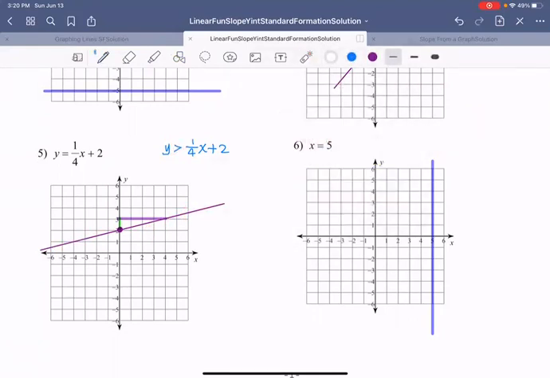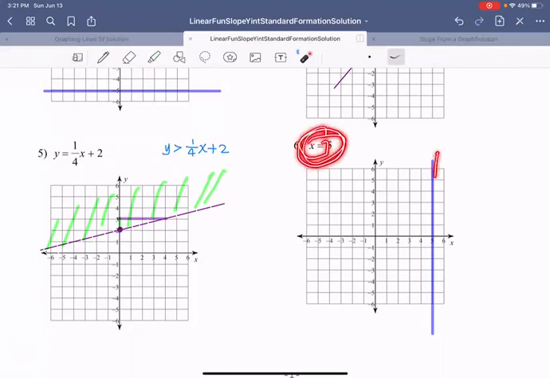Correct? If I don't have the equal there, that means this line is not included. Then I have to only shade that piece with the dash line, okay? Does that make sense now? Okay. Now you have no problem to do this, right?